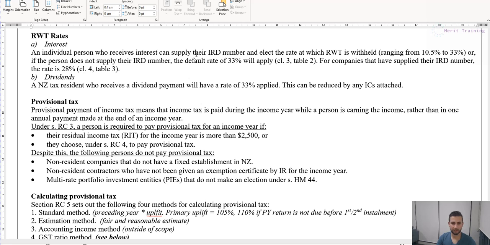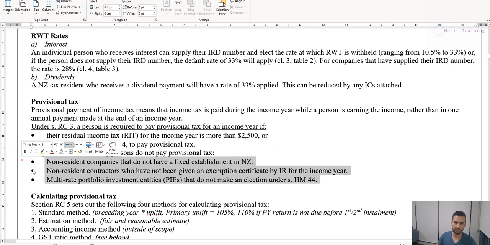So non-resident companies that do not have a fixed establishment, non-resident contractors who have not been given an exemption certificate, and multi-rate investment entities that do not make an election. If you're not sure what these are, we're going to cover this later on in these notes. It gets a little bit challenging when we start talking about this stuff, but don't worry about it too much for now. You can just kind of memorize these ones.